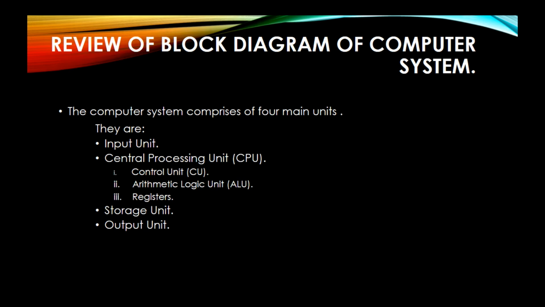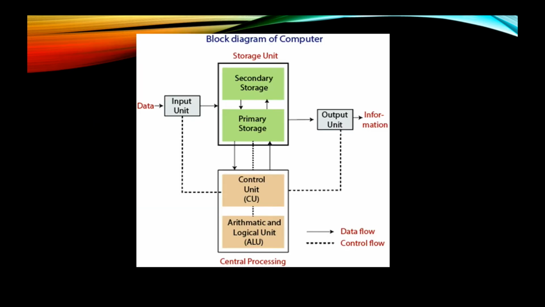So let's get started. First, take a look at the block diagram of computer. The block diagram of computer includes secondary storage and primary storage, which both together form the storage unit. CU and ALU together form the central processing unit, along with the input and output units.